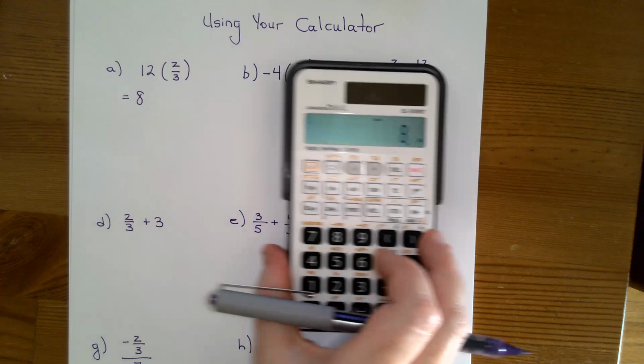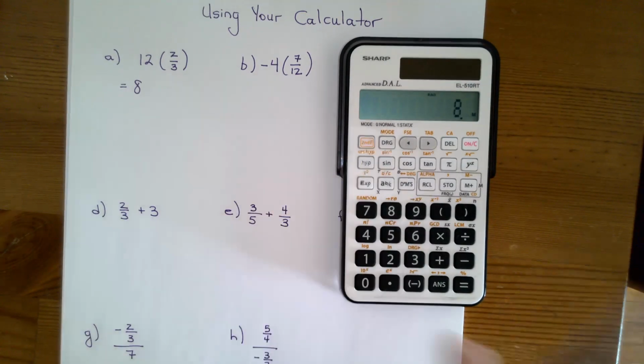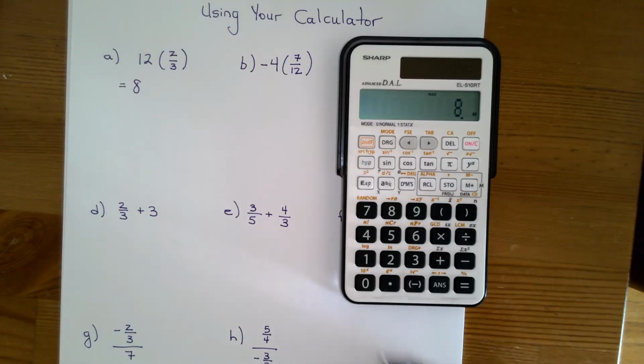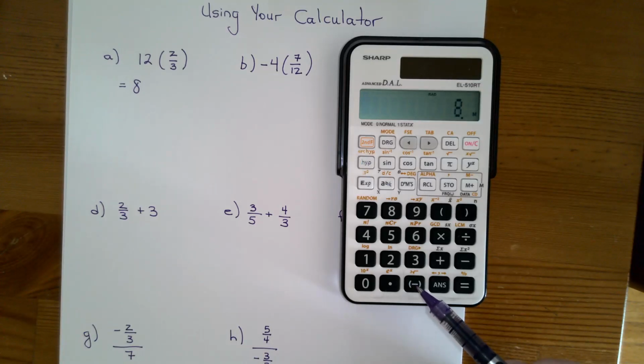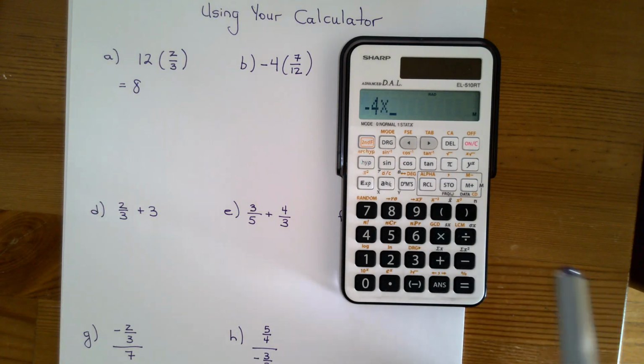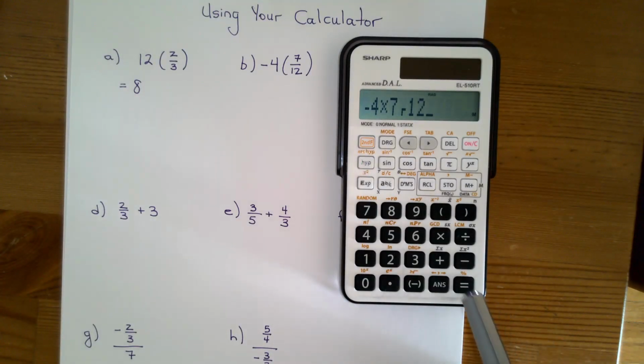So let's check out B. So B is -4 times 7/12. Now this is where you have to be careful because this is minus and this is negative. So whenever you have a negative, you have to use the negative button. If you use the minus button, you'll find that you'll get an error. Okay, so we're going to type -4 times, and then we have our fraction again. So 7/12. So 7 ABC 12.